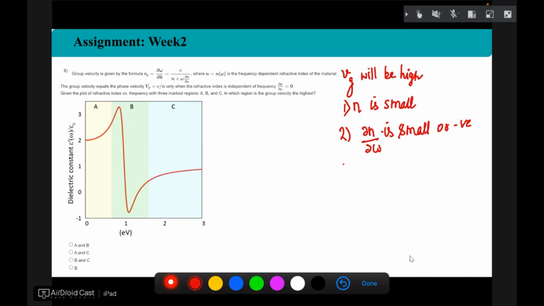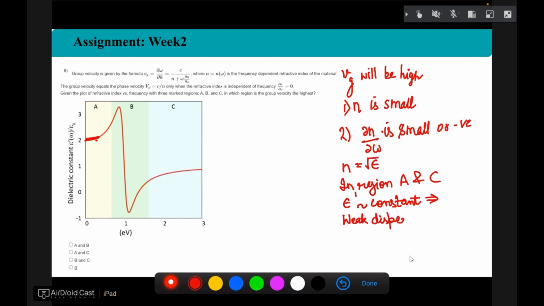In reason, we know that n is equal to root of epsilon. So if the epsilon value is higher, then the n value will be higher. Similarly in region A and C, we can see that our epsilon is nearly constant. So if the epsilon is constant, what does it imply? That there is weak dispersion, and weak dispersion will imply high Vg.